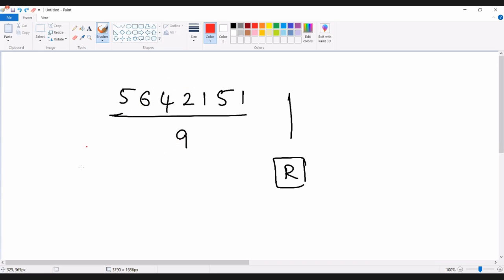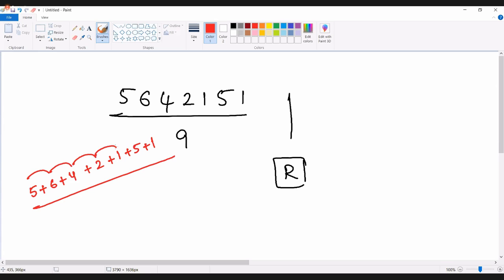What is the other approach? The other approach is 5 plus 6 plus 4 plus 2 plus 1 plus 5 plus 1. So I can check the sum of the digits. 5 plus 6 is going to be 11. 11 plus 4 is 15. 15 plus 2 is 17. Then 18. 18 plus 5 is 23. 23 plus 1 is 24. 2 plus 4 is finally giving a remainder equal to 6.